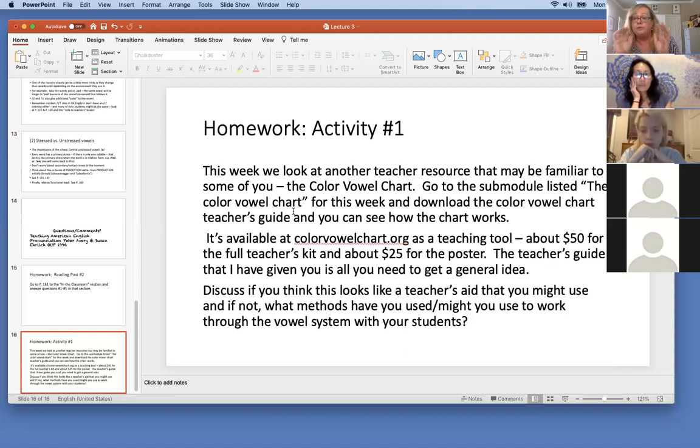But I want you to play with it and discuss if you think it looks like a good teacher's aid to you. And if not, well, it doesn't matter whether you like it or not. But I also want you to think about how you would go ahead and address vowel problems. Talk to me about the vowel system, and any vowel problems that you have addressed in the past, like Sarah's example. So I want you to talk about that too. That's written up in your PowerPoint, and there's an assignment tab for that as well.